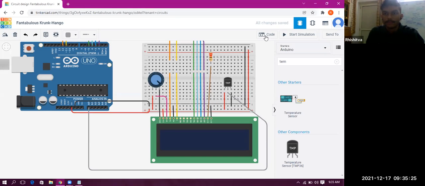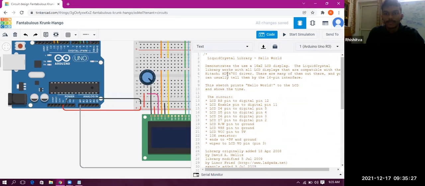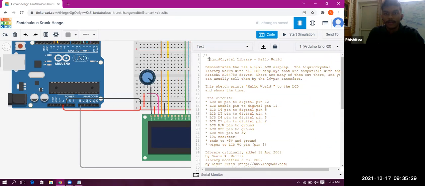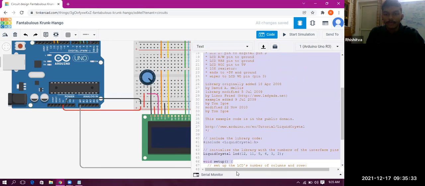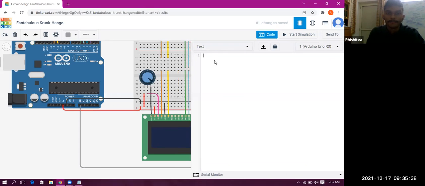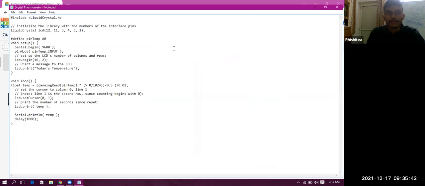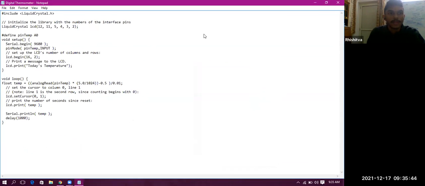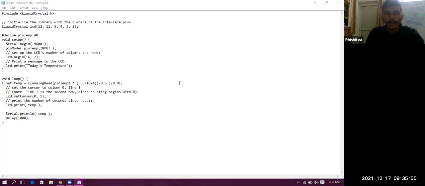Okay, so first, this was the basic code that was there already. So what we have to do, we have to remove it. As I've got the code already written, I will share it with you, so don't worry about it. Let me just first of all show this to you. So this is the code that we'll be needing for the circuit. You can take a screenshot of this code, and I will also share this code in the chat box, so that you don't have to write it yourself.